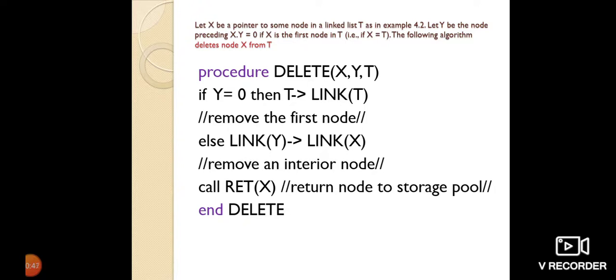Then suppose if it is not the first node, then what you have to do is link of x is equal to link of y. Link of x is equal to link of y means you're going to delete the node which is coming after. So the connection between x and y will get disconnected. And you're going to call return of x, which will take it back to the storage pool.